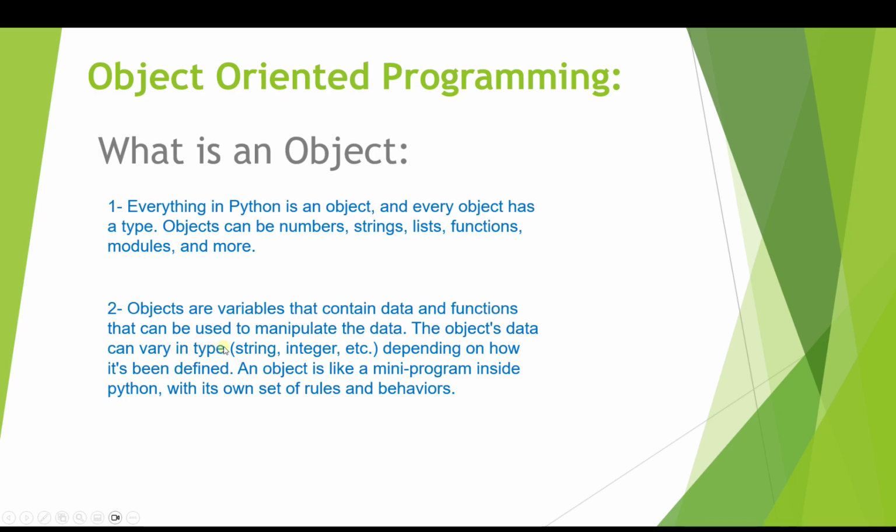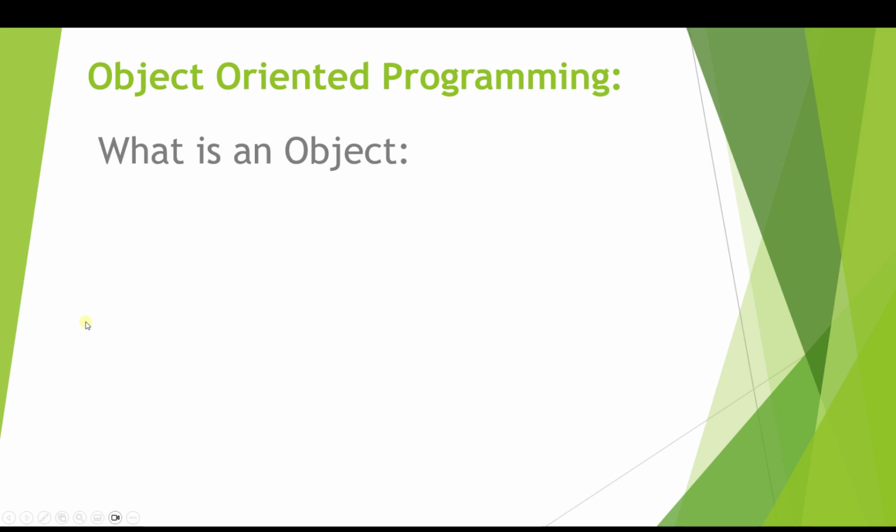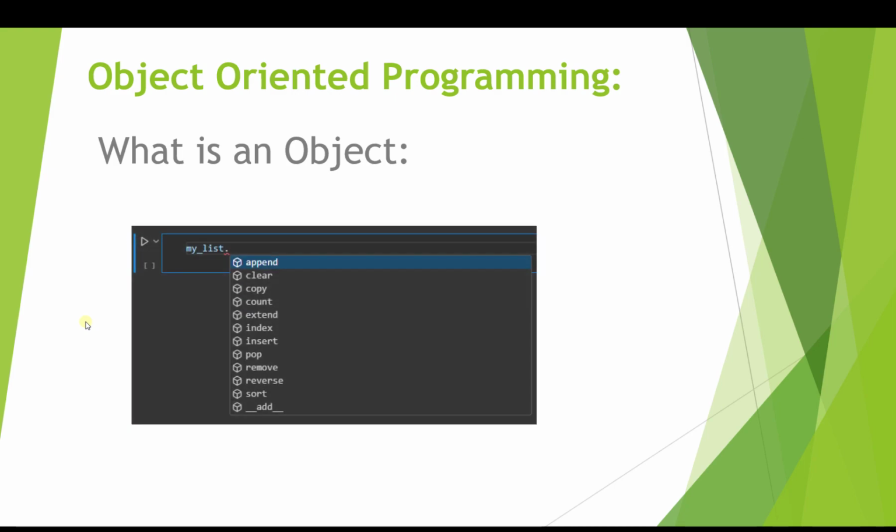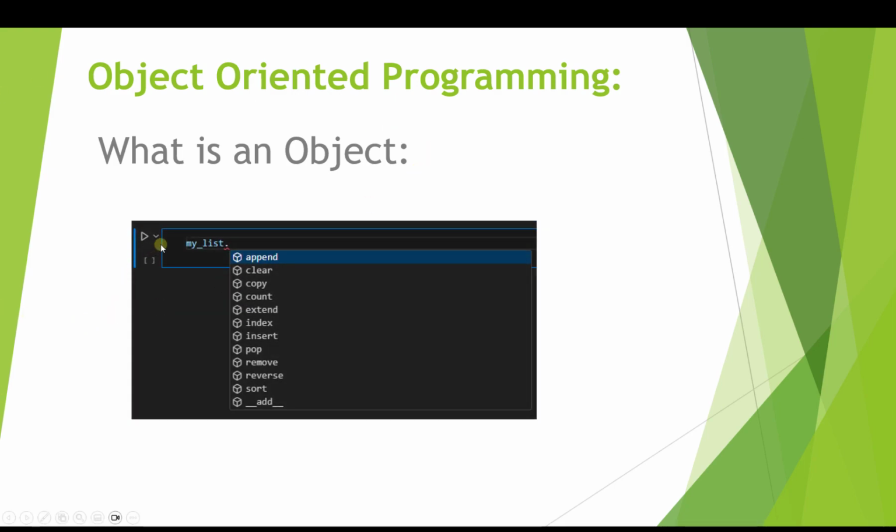The object data can vary in type. There can be, for example, string, integer, double, float, everything, depending on how it's been defined. An object is like a mini program inside Python. They are mini programs inside a variable with their own set of rules and behavior. I think the second definition is better, but still, we don't need these definitions. We need something more practical for an object. I would say it may not be complete, but it is very helpful.